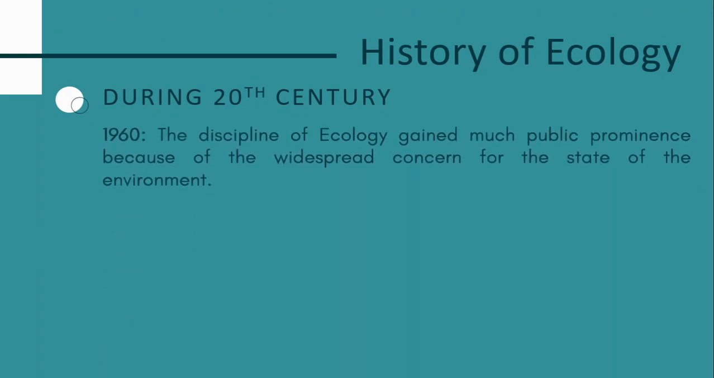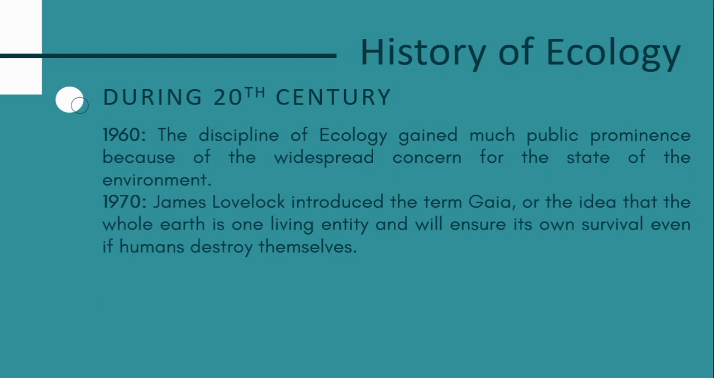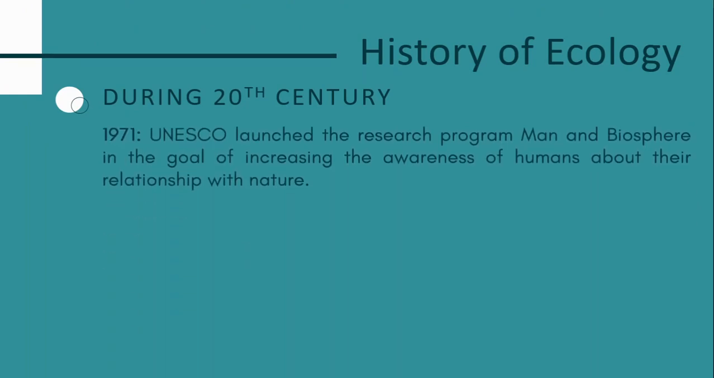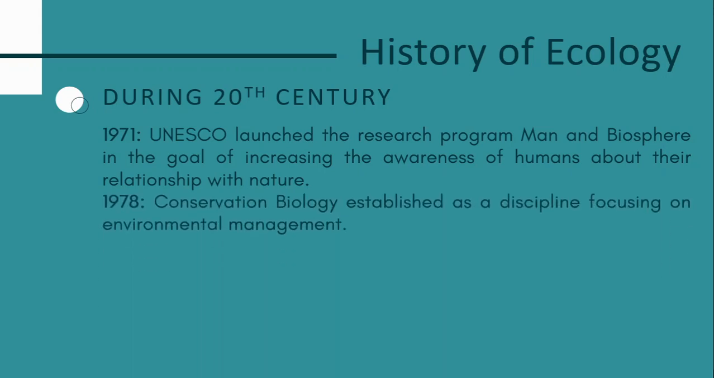During 1960, the discipline of ecology gained much public prominence because of the widespread concern for the state of the environment. During 1970, James Lovelock introduced the term Gaia, or the idea that the whole Earth is one living entity and will ensure its own survival even if humans destroy themselves. During 1971, UNESCO launched the research program Man and Biosphere with the goal of increasing the awareness of humans about their relationship with nature. And during 1978, conservation biology was established as a discipline focusing on environmental management.